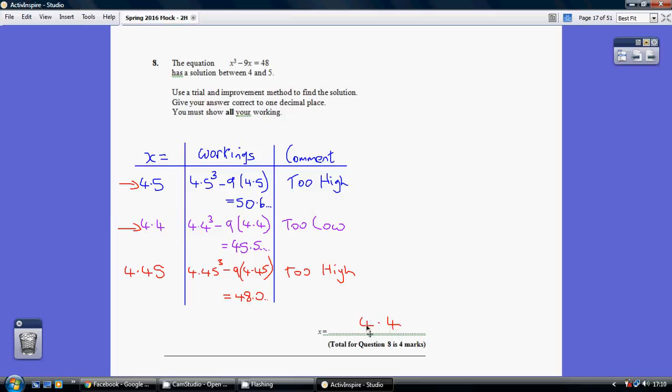Now it's very, very important you split the difference and do this red line of working. Although you know one of these two is going to be your final answer, if you do not do this line you will lose 2 marks. That's why there's the emphasis on you must show all your workings. You can't just guess which of these two it is.